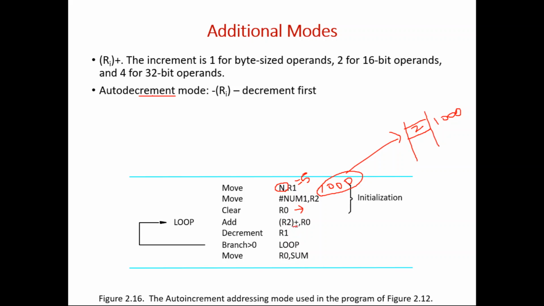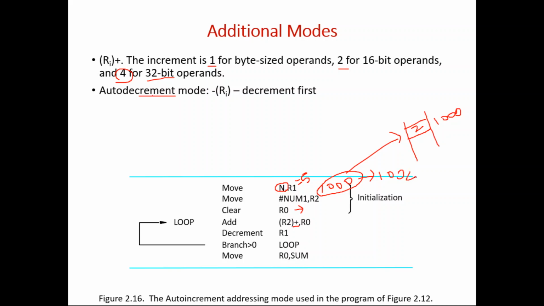How much will it increment? That depends on the word size of the computer. If the word size is 1, it will increment by 1. If the word size is 2, it will increment by 2. If the word size is 4, that is 32 bits, it will increment by 4. As we discussed previously, with a word size of 32 bits, after adding, R2 will increment. So the new value of R2 will be 1004.